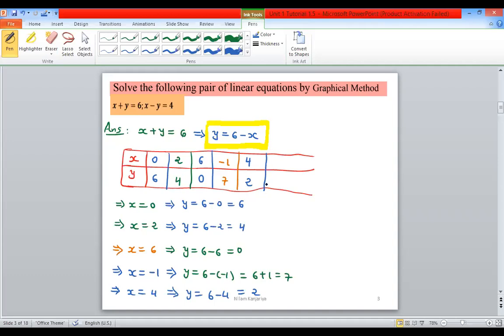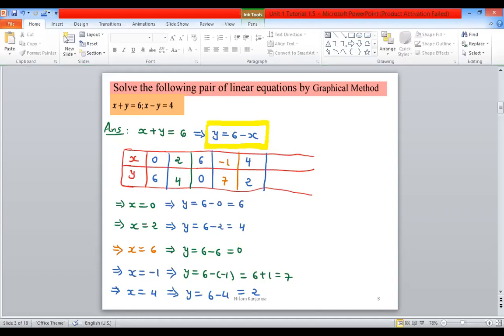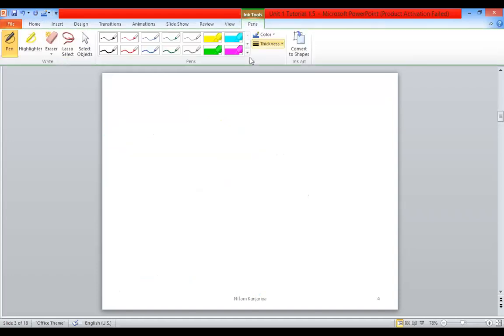Okay, and all this is your choice. So now we use the second equation, and my second equation is x minus y is equal to 4. So look here, student. My second equation is x minus y is equal to 4.